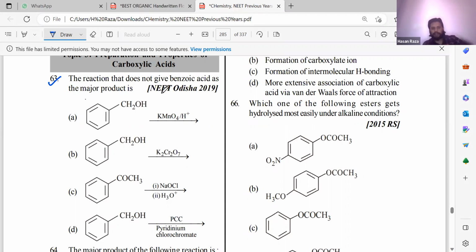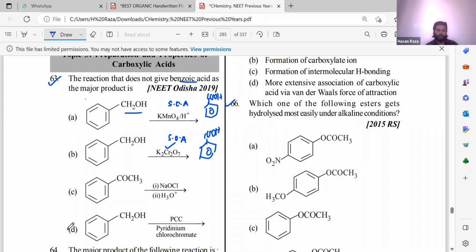The reaction that doesn't give benzoic acid as major product. What do you think? See, this is your primary alcohol. So in the presence of KMnO4, which is a strong oxidizing agent, it will give you carboxylic acid. That means benzoic acid. Again, this is your strong oxidizing agent. It will also give you COOH. Any answer? D. Very good.